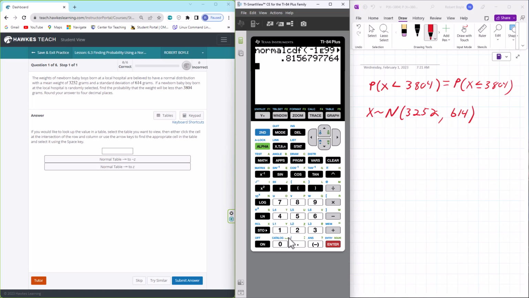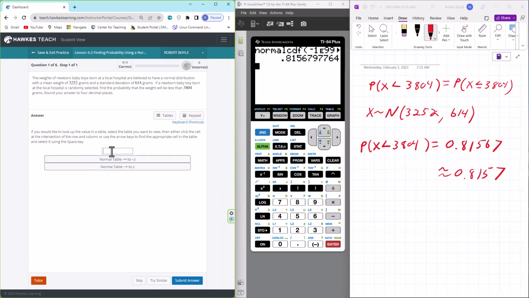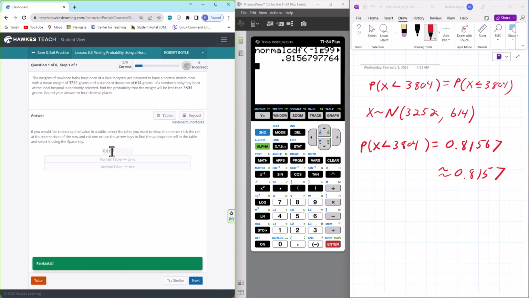And here's what we have: 0.81567. So the probability of x being strictly less than 3,804 is equal to 0.81567, which should round to 0.8157. And we did it correctly.